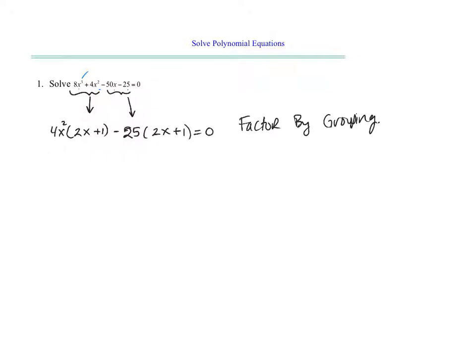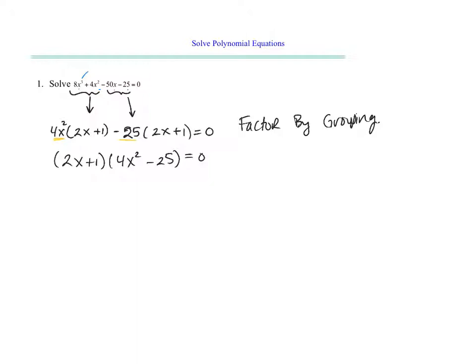Okay, let's see here. If I separate it into two groups, I can factor out a 4x squared from that first term, so I'm left with 2x plus 1. And from the second group, I'm going to factor out a 25, and I would get 2x plus 1 equals 0. So, factor by grouping. Now if I factor out the 2x plus 1, what I'm left with is 4x squared minus 25, and that's still all equal to 0.